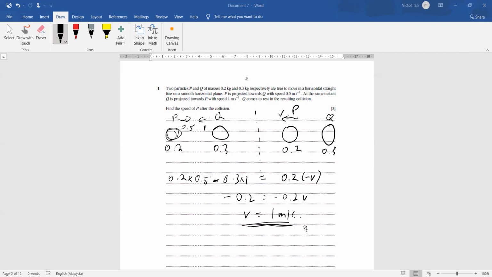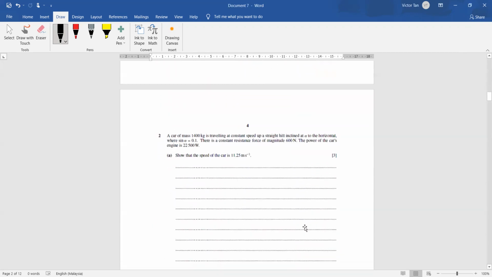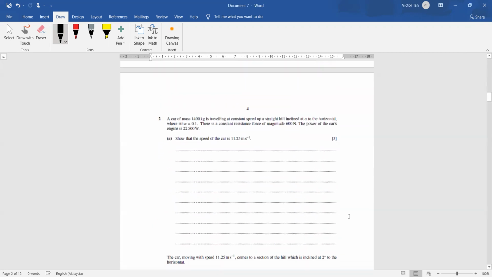Let's go to the next question. Car of mass 1,400 kilograms is traveling at a constant speed up a straight hill inclined alpha to the horizontal where sine alpha equals to 0.1. There is a constant resistance force of magnitude 600 Newton. The power of the car's engine is 22,500 watts. Show that the speed of the car is 11.25 meters per second.